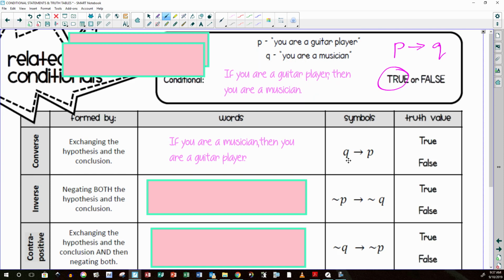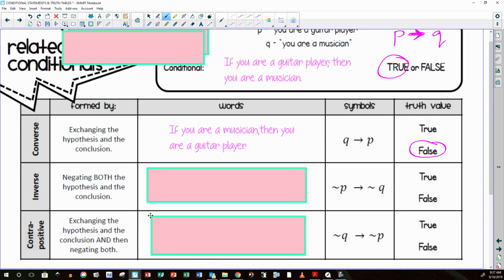And now the symbols flip. So instead of the way we had it up here, if P, then Q, now it's going to be if Q, then P. Now is it true? If you are a musician, then you are a guitar player. No, that would be false. Why is that false? Because the guitar is not the only musical instrument. You could play anything else.